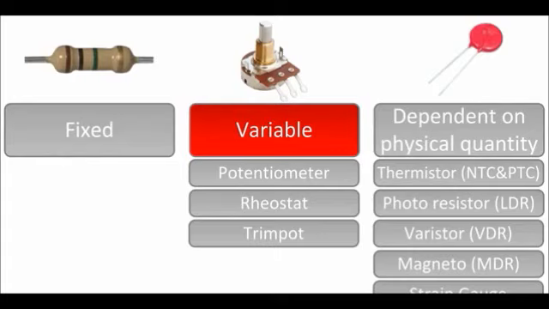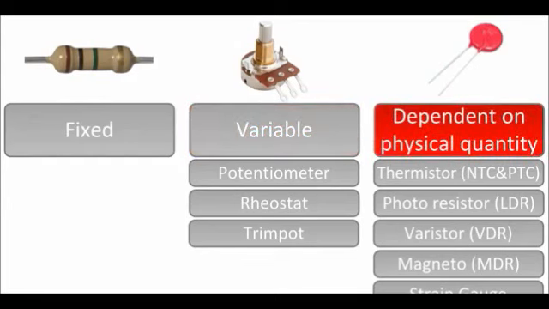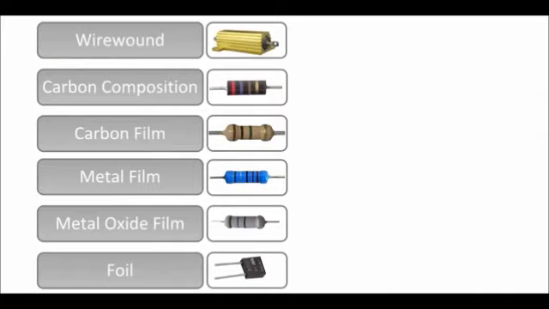Digital potentiometers are controlled electronically instead of by mechanical action. A third category are resistors which have a varying resistance dependent on a physical quantity, such as light, temperature or voltage. They are often used as measurement devices. Another breakdown of resistor types can be made according to resistance material and construction.